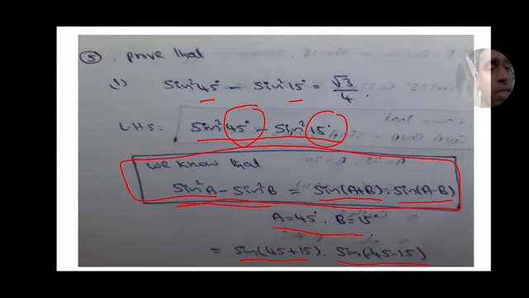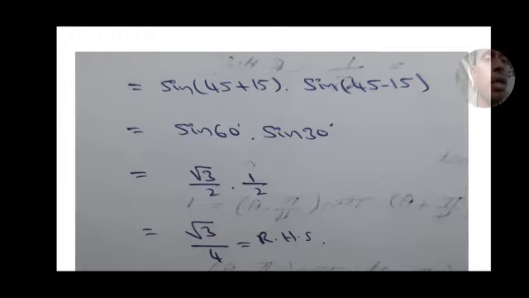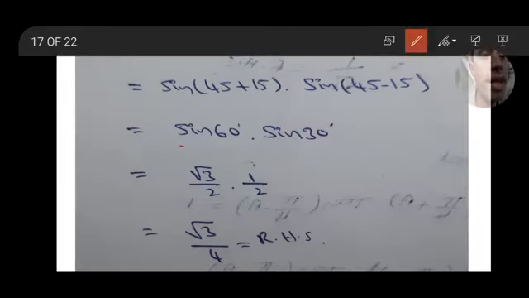Okay, sin 60 into sin 30. Sin 60 value is root 3 by 2, sin 30 value is 1 by 2. Therefore root 3 by 2 into 1 by 2 is root 3 by 4, that is the RHS, directly from the formula.